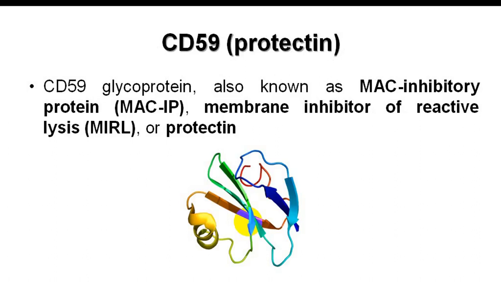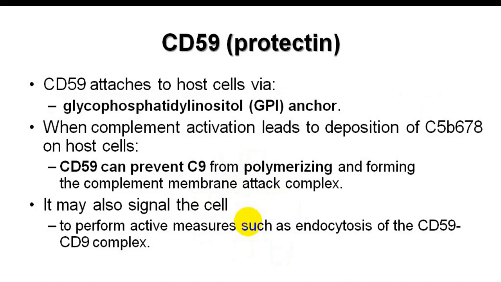It's a glycoprotein. There are several other names for this glycoprotein. It is also named MAC inhibitory protein, also called membrane inhibitor of reactive lysis, MIRL, or simply MRL. And as most of the textbooks and research papers say, it is also called protectin. For the sake of simplicity, in our lecture we will be using the term protectin for the rest of the topic. So CD59 protectin attaches to the host cell via a glycophosphatidylinositol or GPI anchor.